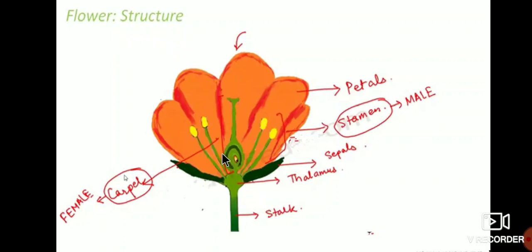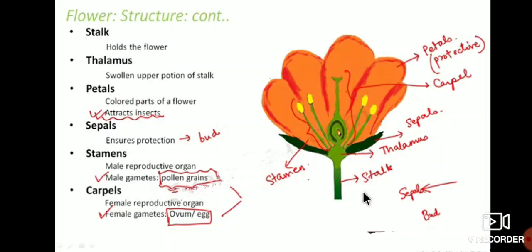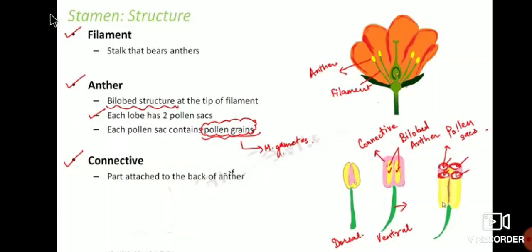And here you know which one is called the female reproductive part and which is called the male reproductive part. The male gamete is called pollen grains, present in the stamen, and the female reproductive part is present in the carpel, which contains the ovum or egg. We studied each part and where it is present, and we studied the male reproductive part, that is the stamen structure. In that, the filament and anther are present.